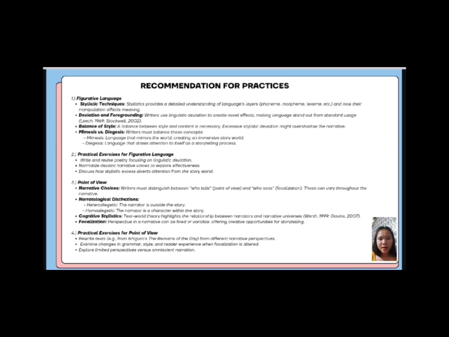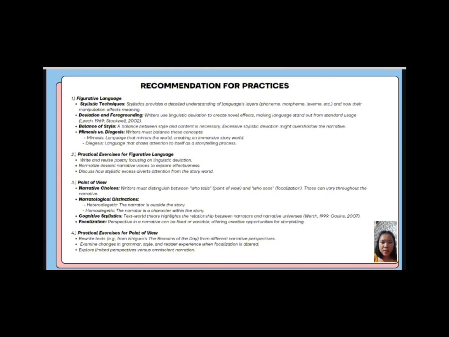For broader insights, the discussion of figurative language and POV underscores a core principle of creative writing: intentionality. Writers must consciously balance stylistic innovation with clarity and ensure their choices serve the narrative. Key takeaways include, for figurative language, use deviation sparingly to create vivid, memorable expressions without overwhelming the story world. For point of view, select POV and focalization strategies that align with the narrative's goals, whether to foster intimacy, broaden scope, or challenge reader expectation.